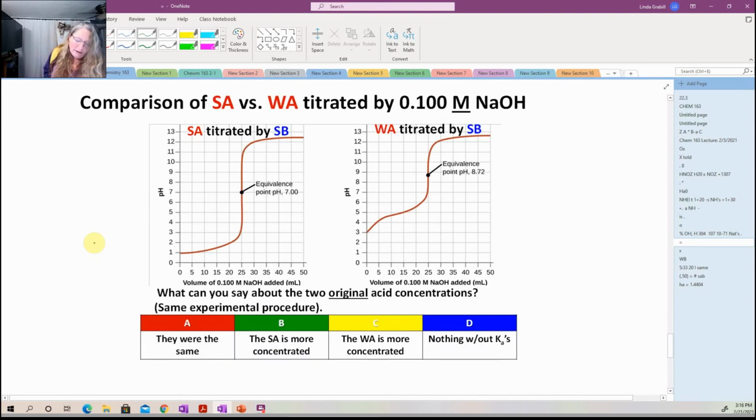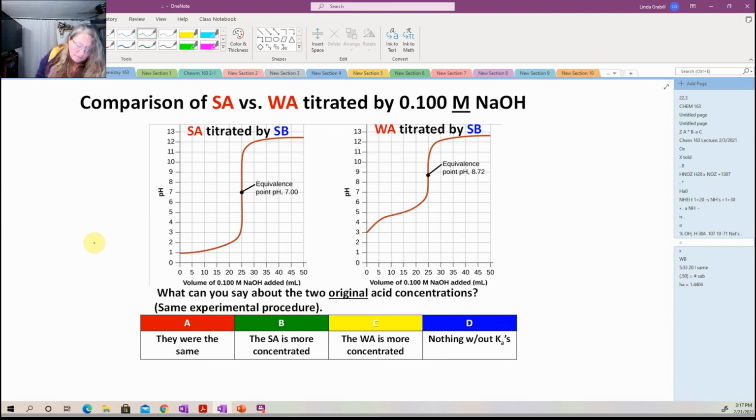So let's do some comparison. I have my side-by-side of my strong acid and weak acid titrated with sodium hydroxide. So I want to know what can we say about the original acid concentration? And I'm telling you that we've done the exact same experimental procedure. So from this information, do you think the initial acid concentration was the same? That the strong acid was more concentrated, the weak acid was more concentrated, or we can't tell anything without the Kas?